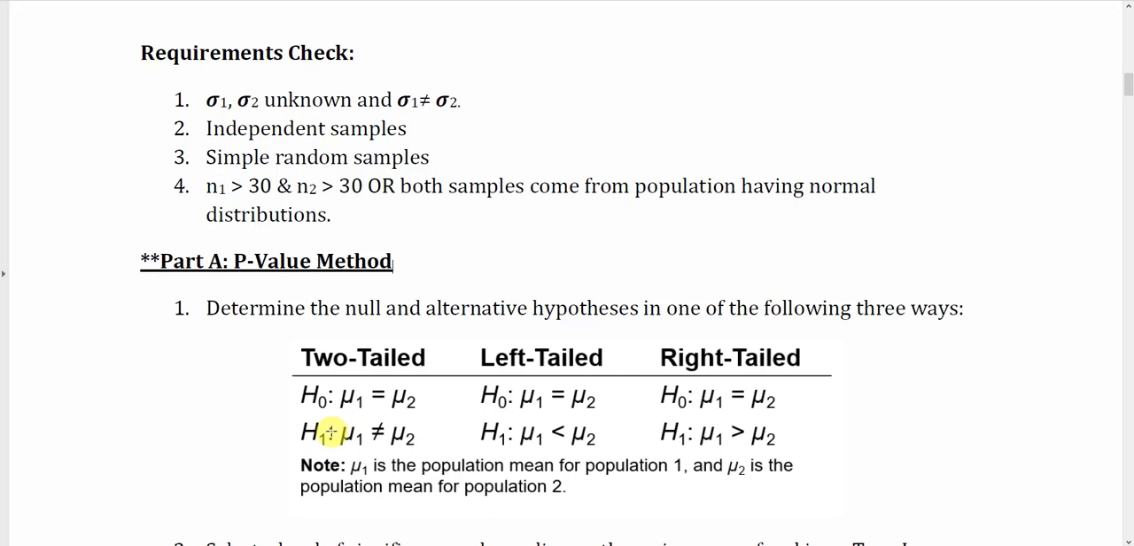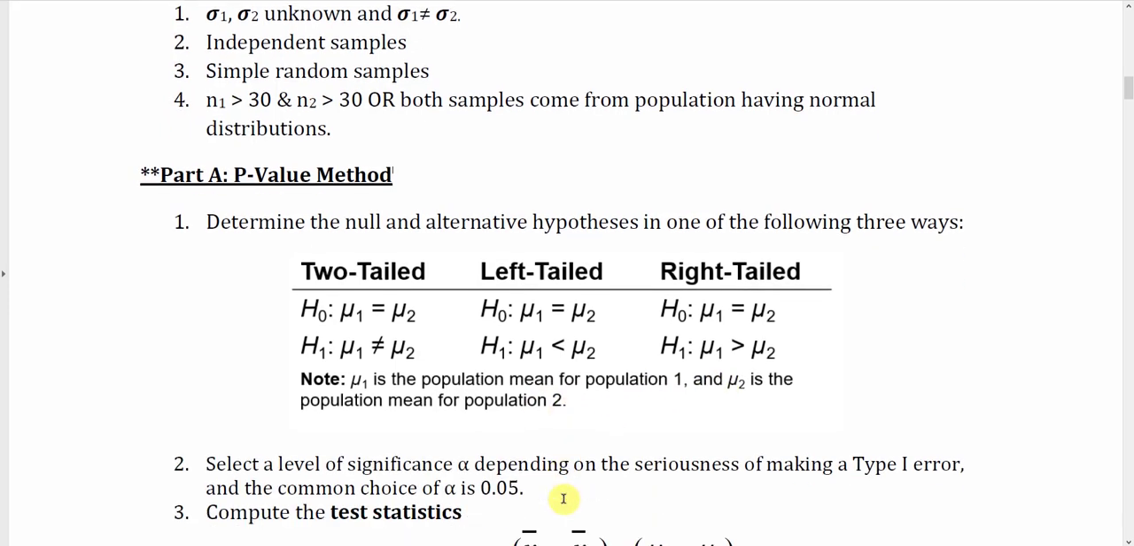Then if we claim that they are different, that means we talk about the case of two tails. If the mean of population 1 is less than the mean of population 2, this is the left tail, or if it is greater, it is the right tail. Now, just a quick review, similar to the last few sections, if the arrow is pointing to the left, this is the left tail, okay? So mu1 is the population mean for population 1, and mu2 is for the second one.